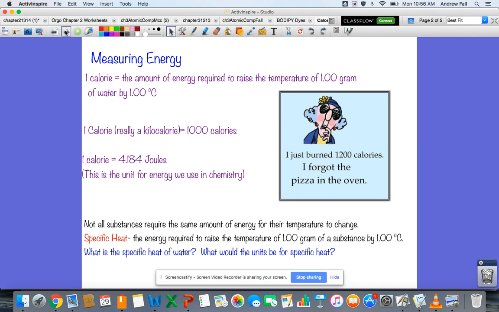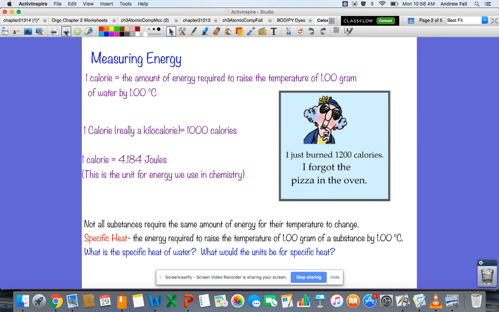A calorie, small c, is the amount of energy required to raise the temperature of 1 gram of water by 1 degree Celsius. That's a little different from the kilocalorie, or big C Calorie, that we see on food labels. A big C Calorie is really 1,000 small c calories. And a small c calorie can also be described as 4.184 joules, and that's the unit of energy we use in chemistry.